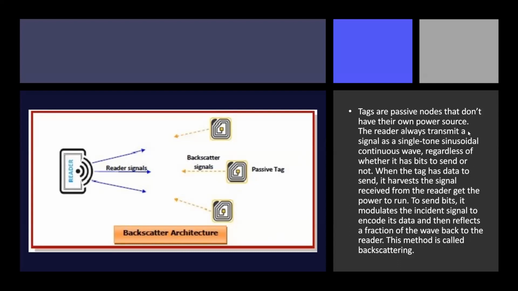The reader always transmits a signal as a single tone sinusoidal continuous wave, regardless of whether it has bits to send or not. When the tag has data to send, it harvests the signal received from the reader to get the power to run. To send bits, it modulates the incident signal to encode its data and then reflects a fraction of the wave back to the reader. This method is called backscattering.